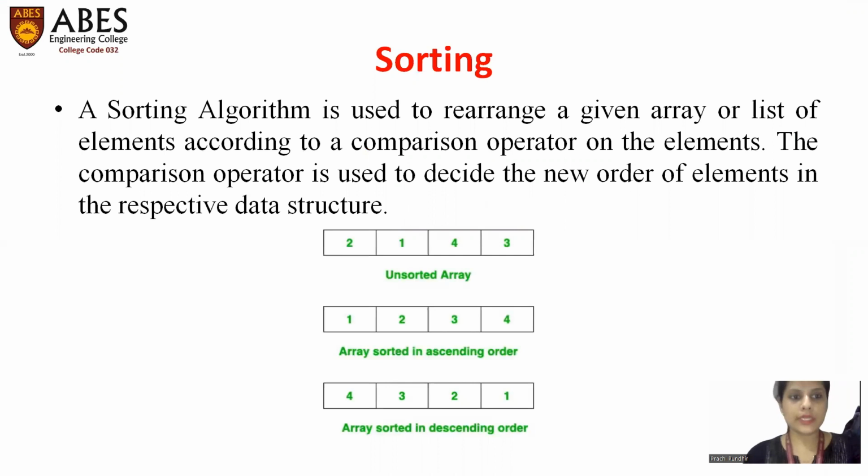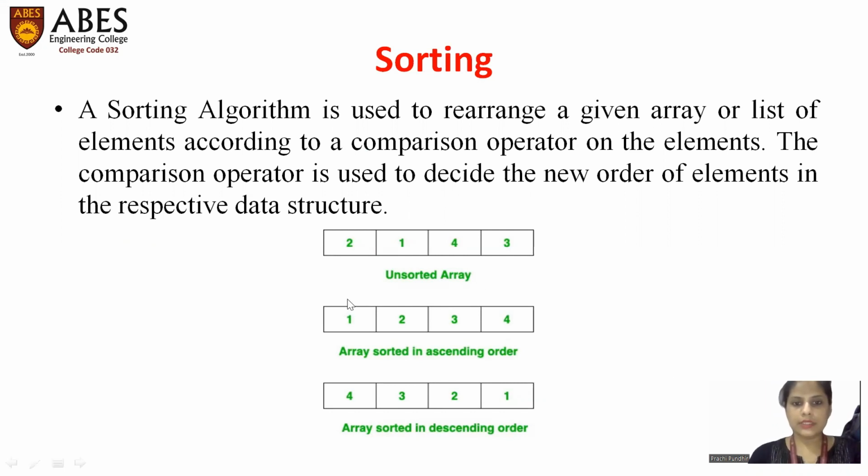Sorting is what? It is an algorithm that is used to rearrange a given array or list of elements according to a comparison operator on the elements. It is like when various elements are given to us in an array in an unsorted manner, then we have to arrange it either in increasing order or decreasing order using some algorithms.